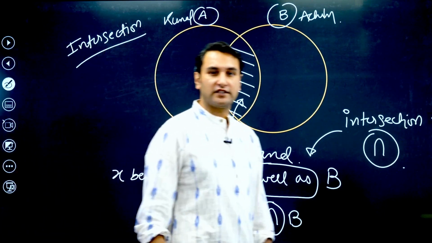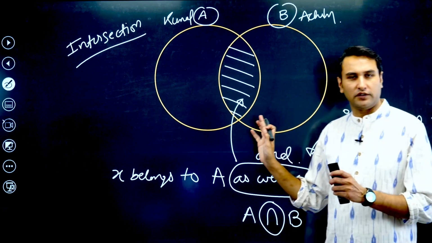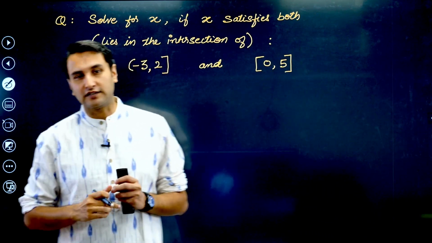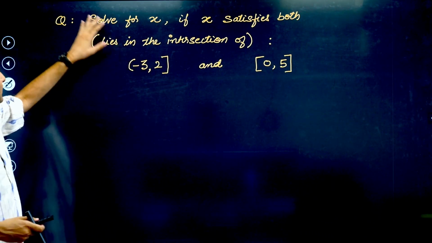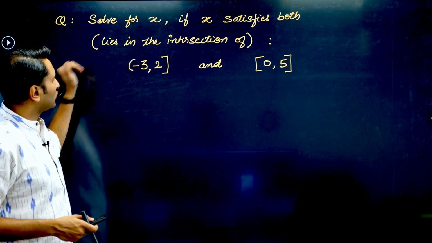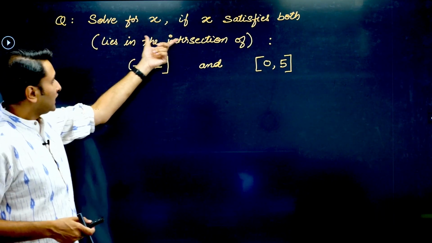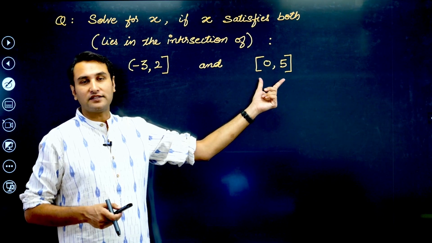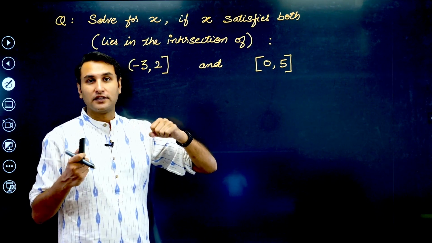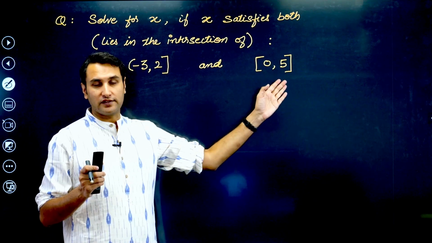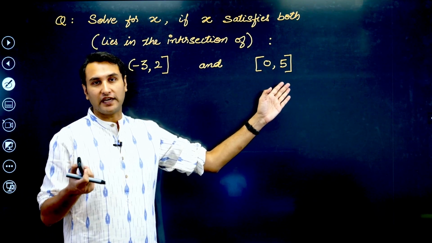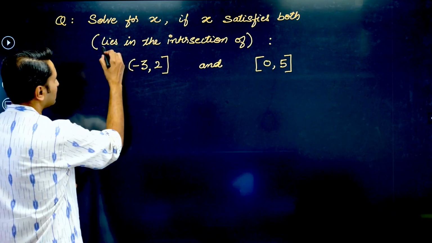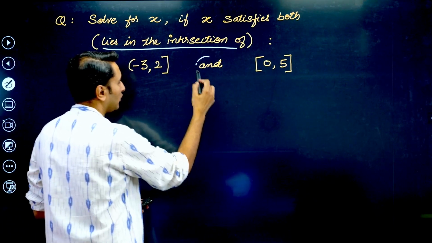But how do I represent intersection on the number line? It's very simple to understand, right? Common between A and B. But how do I represent intersection in the case of intervals? Let's take a simple example. Imagine the question is like this: solve for x if x satisfies both this interval as well as this interval. x lies in the common area between these two intervals, or the common numbers, or x lies in the intersection of this and this. Important word here is AND.